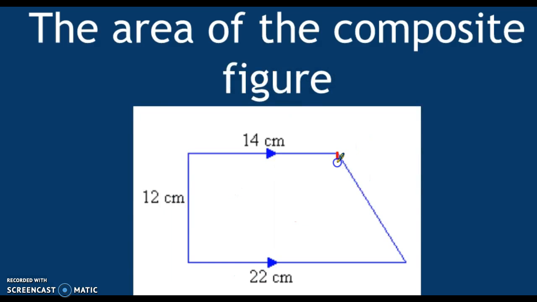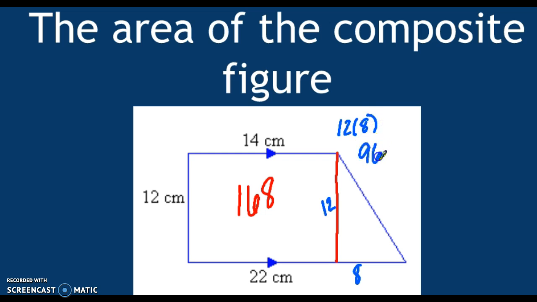For this shape, we're going to cut a rectangle and a triangle. The rectangle is 14 by 12. 14 times 12 is 168. The triangle has a height of 12 and a base of 22 minus 14, which is 8. 12 times 8 is 96. Because it's a triangle, we have to divide by 2, and that gives me an area of 48. Add the two areas together, and you get 216 centimeters squared.